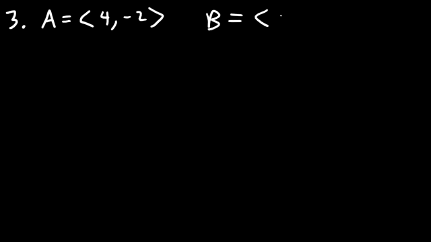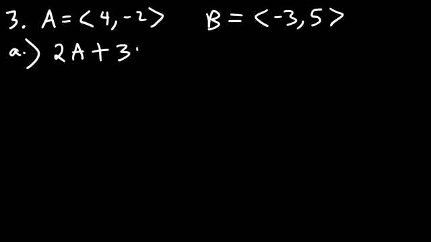Now let's work on some vector operations. So let's say we're given vector a, and it's 4, -2, and let's say that vector b in its component form is -3, 5. So perform the following operations. Let's calculate the value of 2a plus 3b, and also 5a minus 4b. Go ahead and try those two problems. Feel free to pause the video.